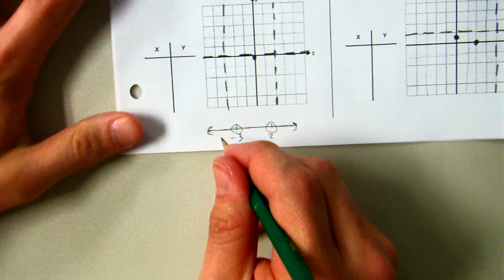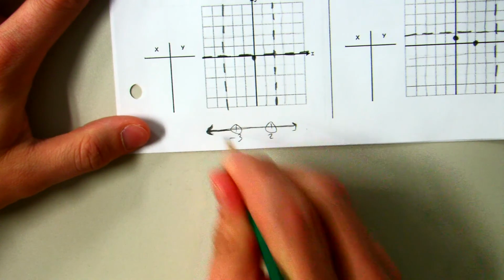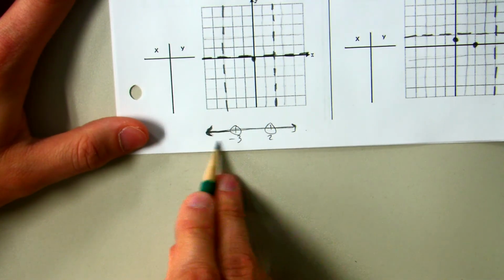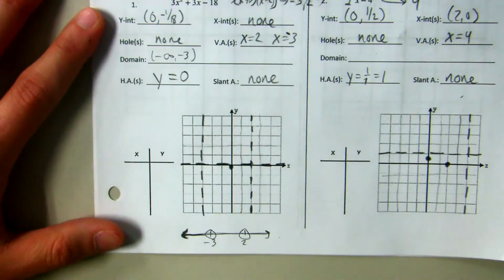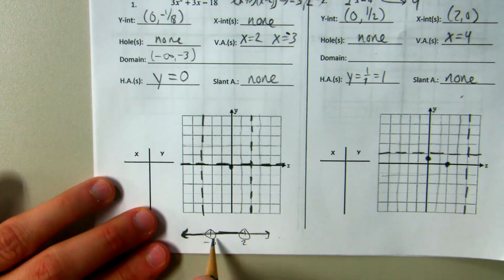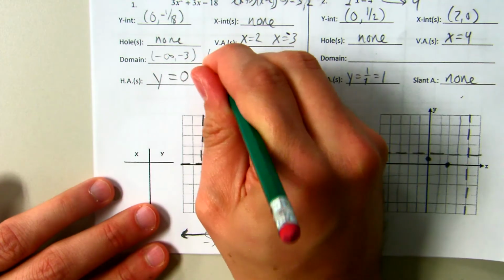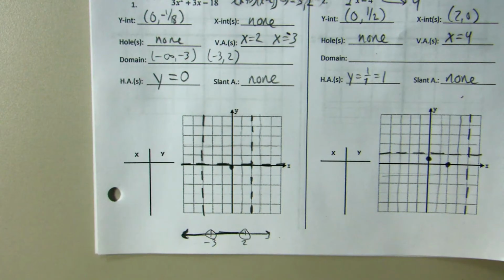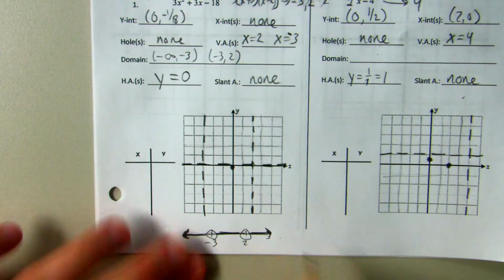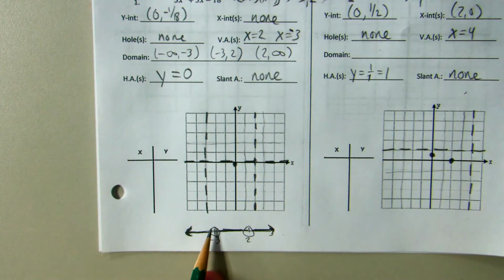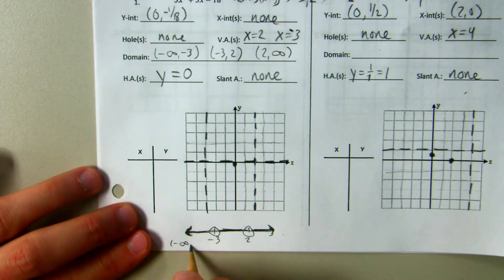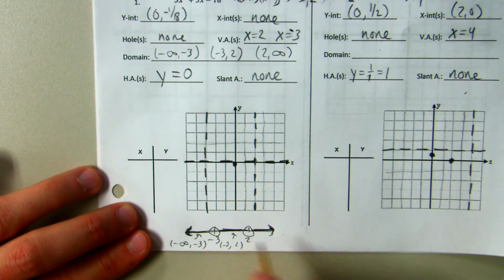Because this gives you a visual, you can hit all of these, which is -infinity to -3. You can hit all of these, which is -3 to 2. And you can hit all of those, which is 2 to infinity. Make that little number line there. It's easier to see how to write those. This is giving me this. This is giving me this. And this is giving me that.